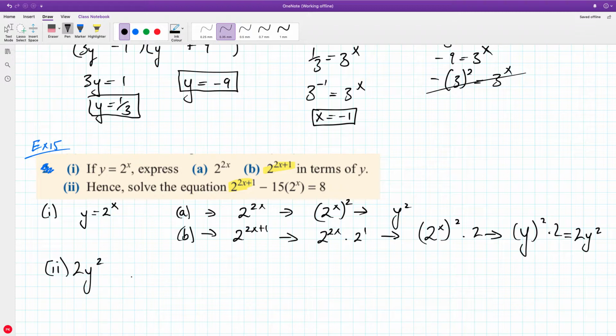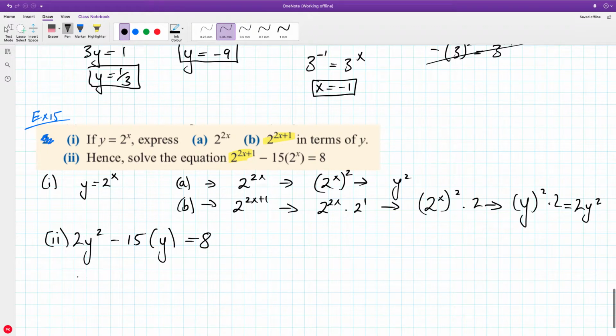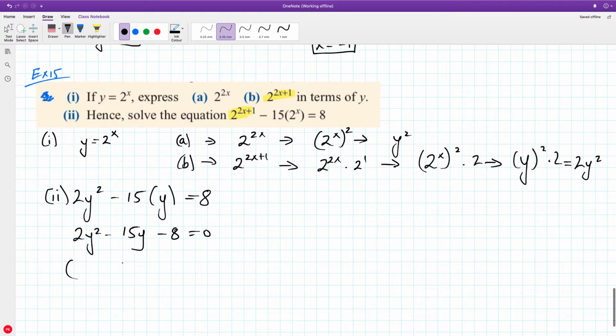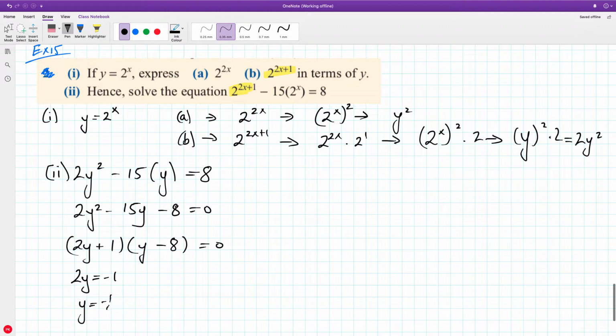That's 2y squared minus 15 times 2 to the x, which is y, is equal to 8. Yeah, no, 2y squared is right. 2y squared minus 15y minus 8 is equal to 0. Factorize it. 2y and y. 8 and 1, minus 8 plus 1. 2y is equal to minus 1, y is equal to minus a half, and y is equal to 8.